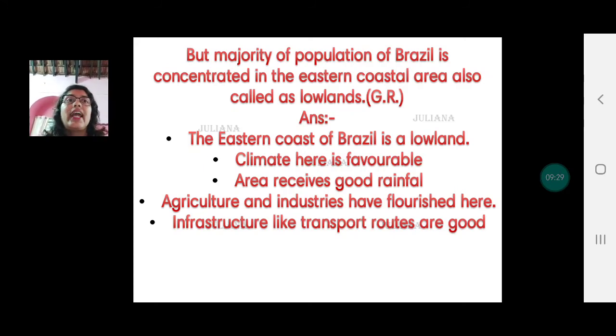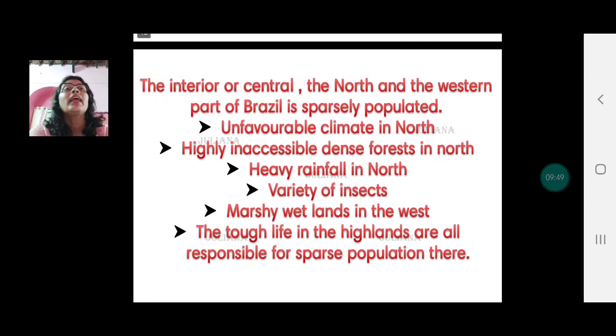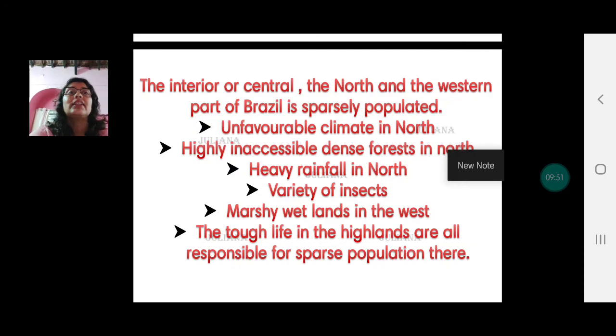They are lowland, they are plain areas. The eastern coast of Brazil is lowland, so this could be a given reason. Climate is favorable, the area receives good rainfall from the southeast trade winds. Agriculture and industries have flourished in this region, and infrastructure like transport routes etc. are also good.